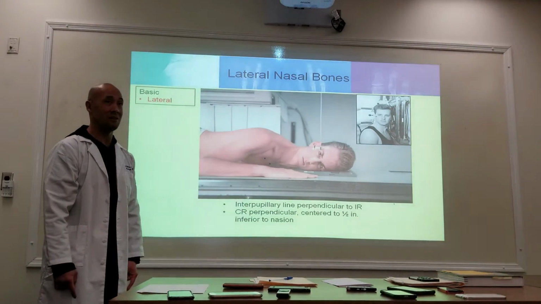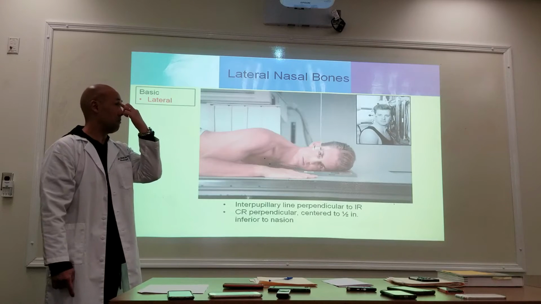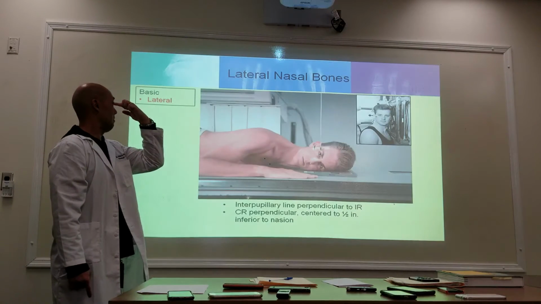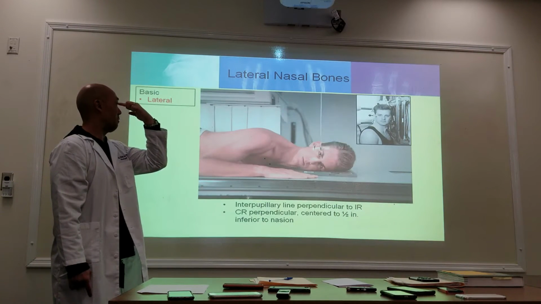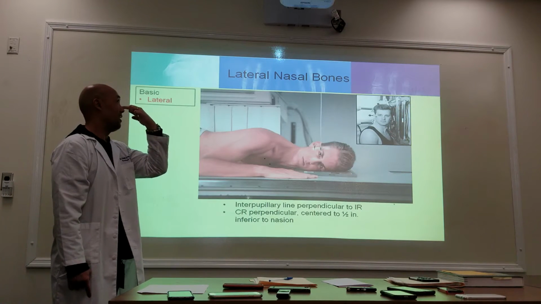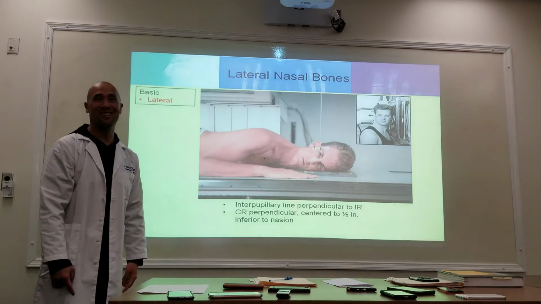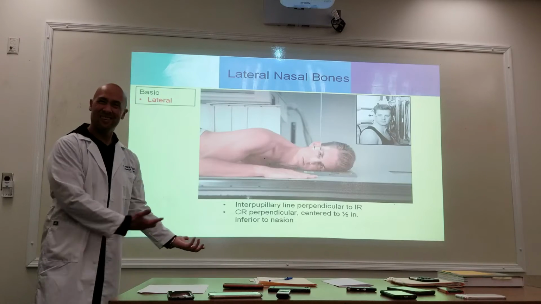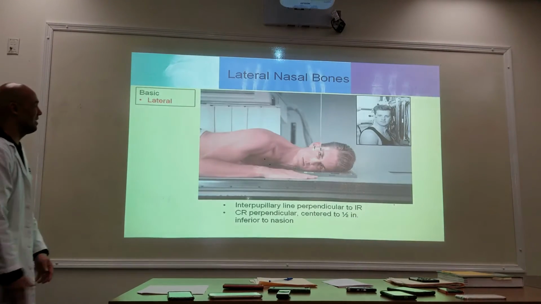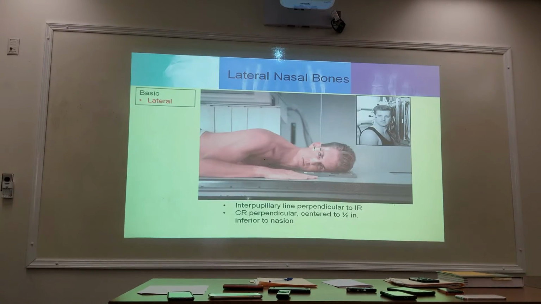So where's your nasion? It's above your nasal bones. Okay? Right here. So when you actually go half an inch below that, central ray is at the nasal bones. You like the way it's written? It's the same. It's all perspective. Okay. All right.